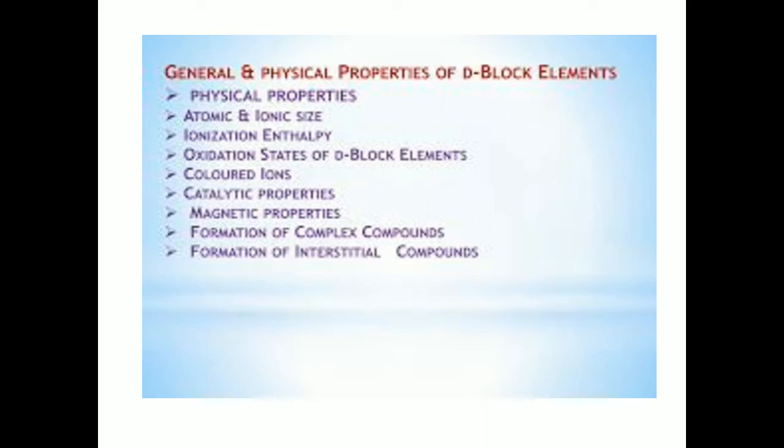Here, a few of them are given: atomic and ionic size, ionization enthalpy or ionization energies, oxidation states, colored ions, catalytic properties, magnetic properties, formation of complex compounds, and finally, formation of interstitial compounds. These are the characteristic properties of d block elements or transition elements.